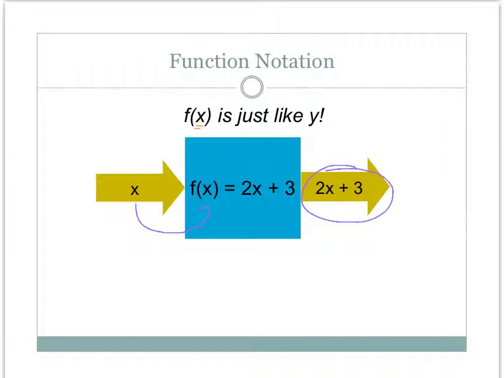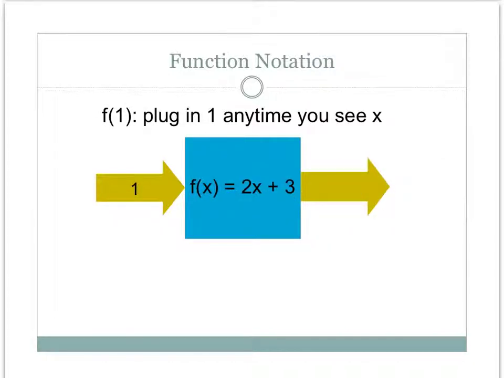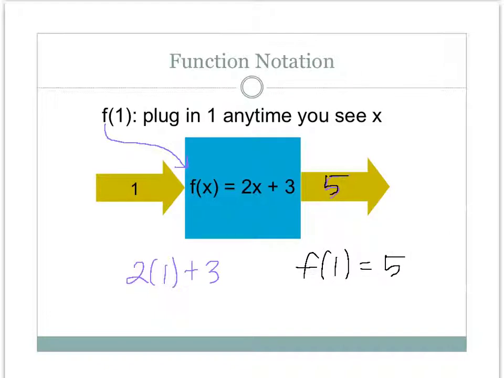If we look at a couple more examples, you'll see how this is applied, and we can plug in some other things. For f of 1, it means we go to the function f, and anytime you see an x, we plug in 1. So instead of 2x plus 3, it's 2 times 1 plus 3, and we end up with 5. So f of 1 is 5. It's just like making an xy table. When you plug 1 into this function, your output is 5.